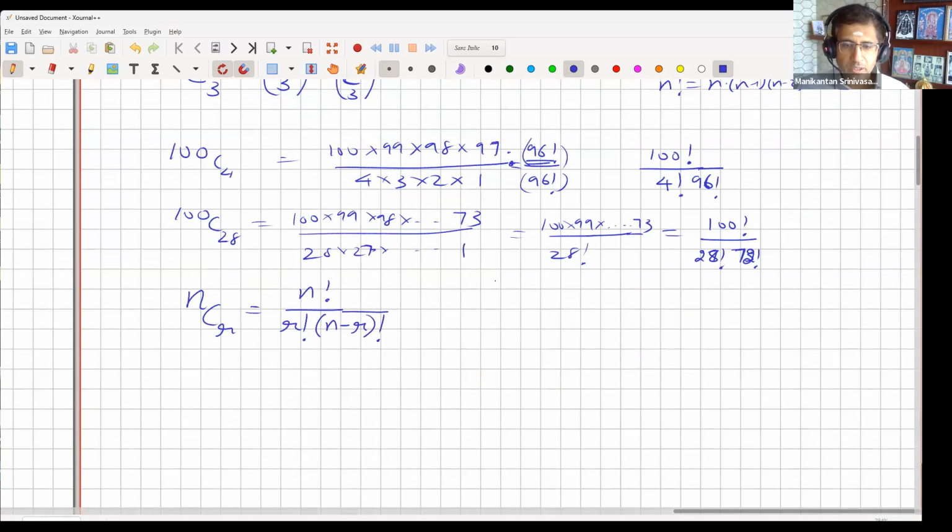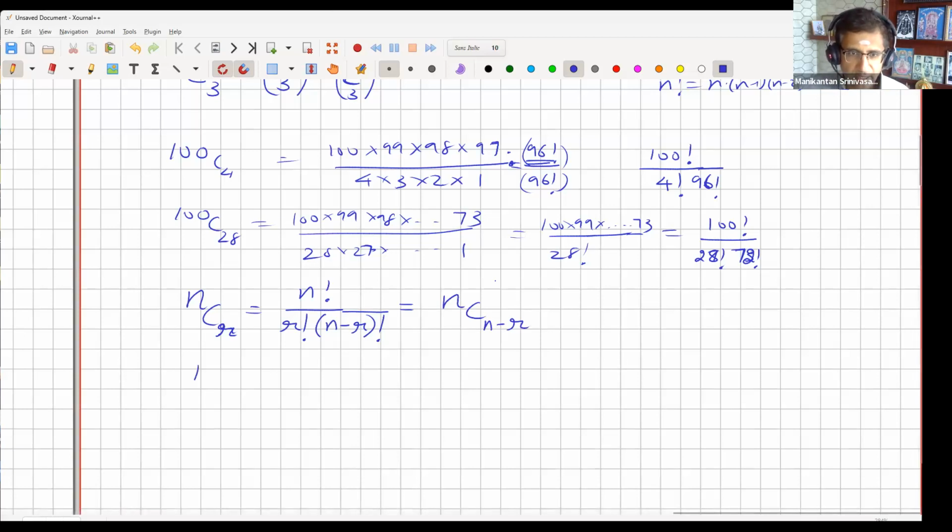Now, you see a bit of symmetry in the denominator. It's r and n minus r together adding up to n. So this should be exactly the same as n choose n minus r. Because if I choose n minus r, it should be n factorial by n minus r factorial times n minus (n minus r), which is back to r.